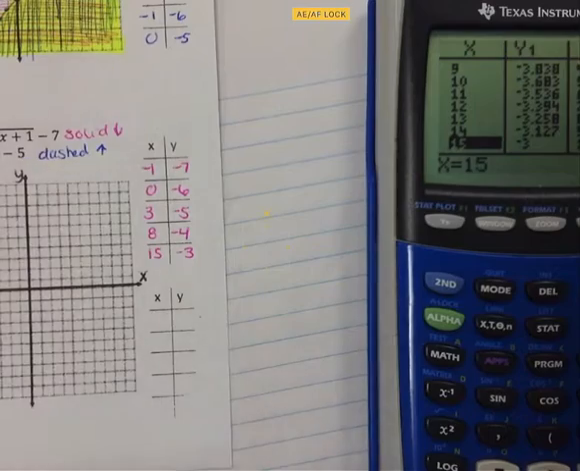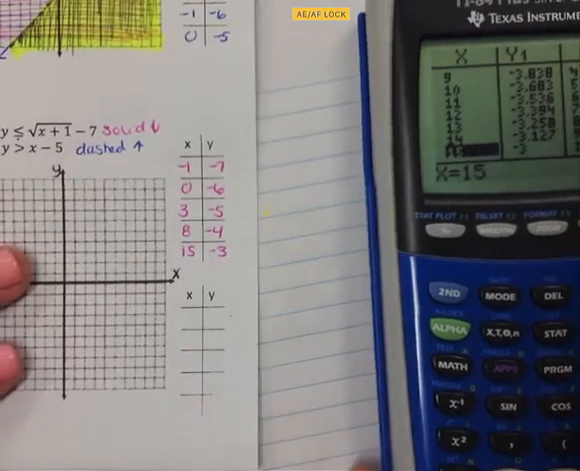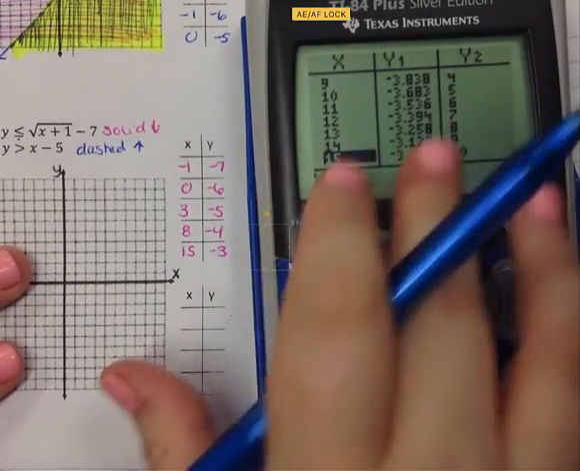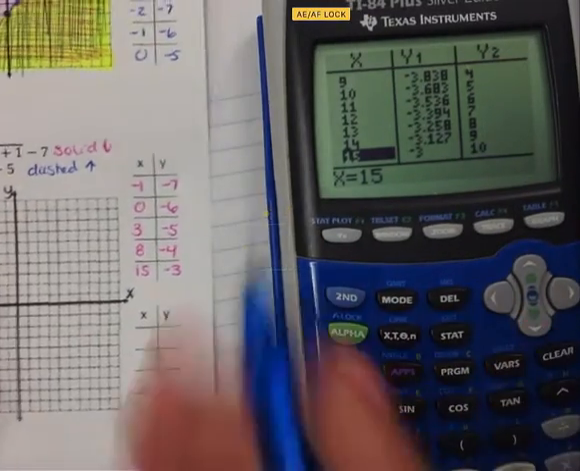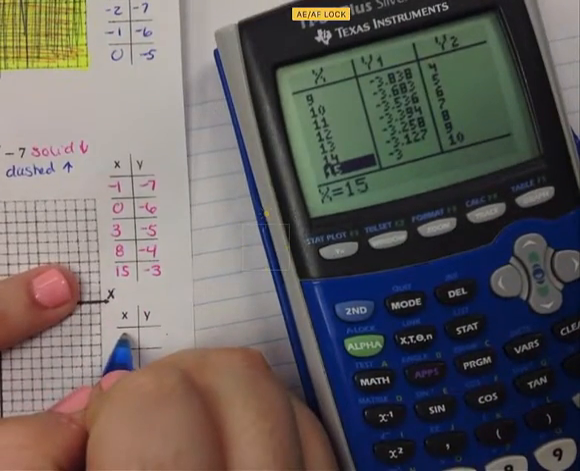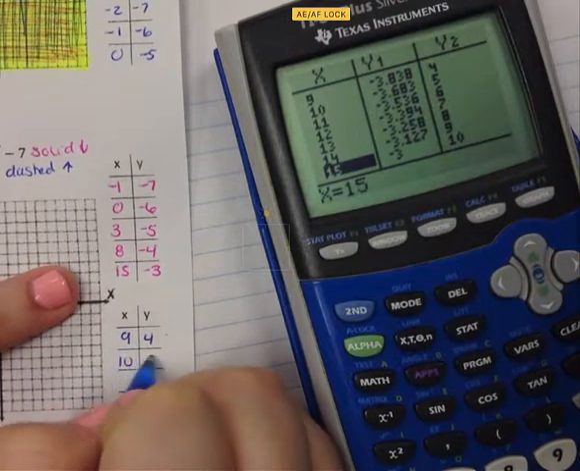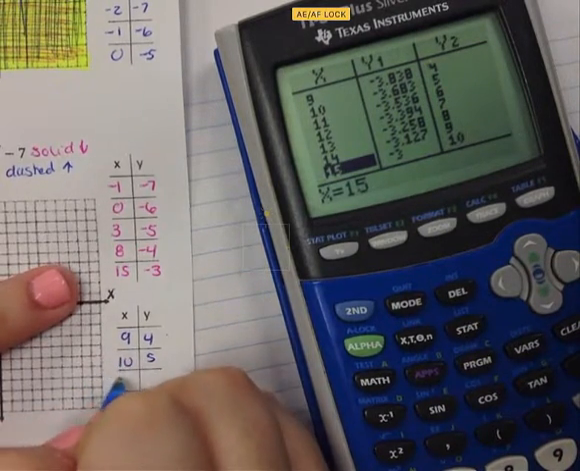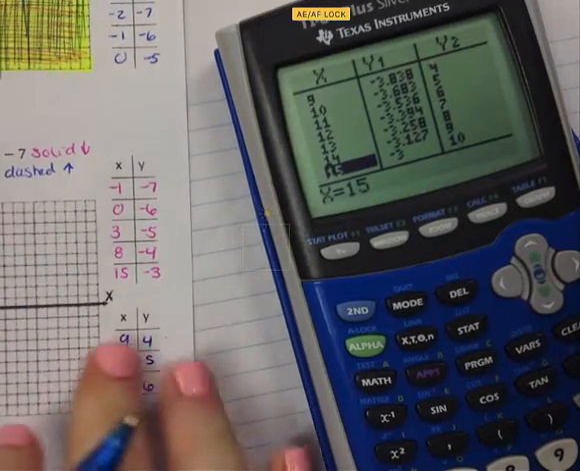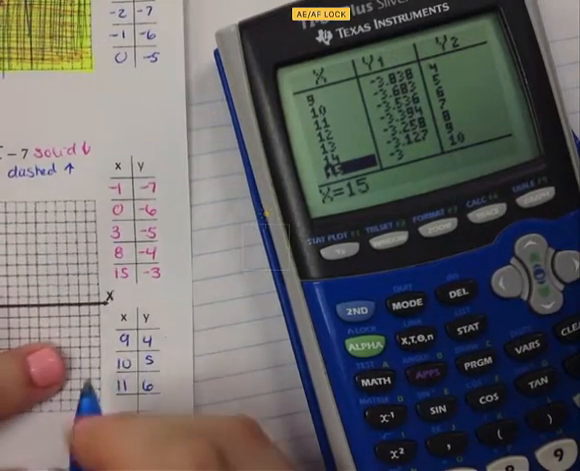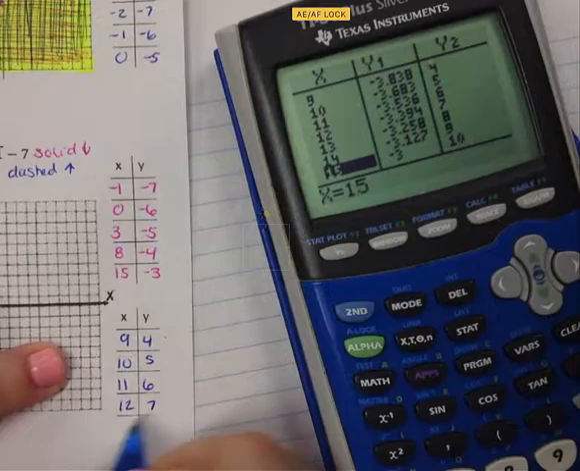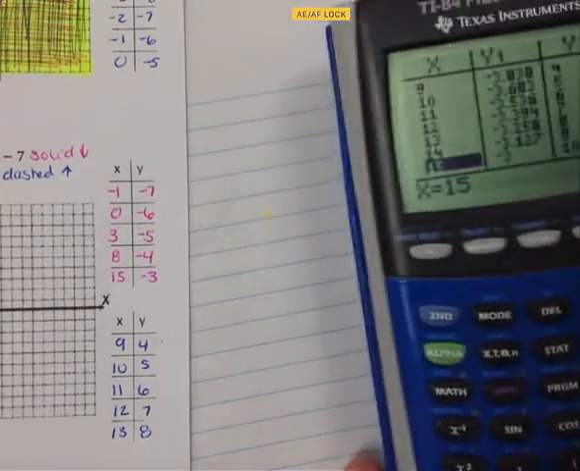And then for our dark blue, again, it's x minus 5. So we can graph any of these coordinates. So we can do 9, 4, 10, 5, then 11, 6. Even though this is outside of the 10 by 10 scale, we can still graph this like a normal line and just use our slope-intercept form.